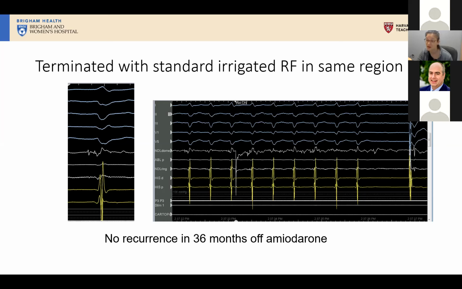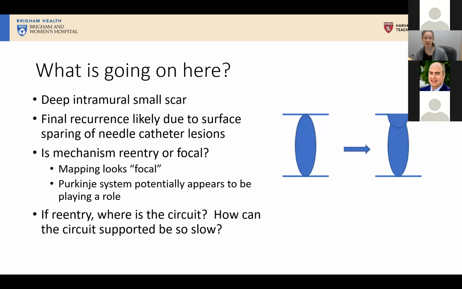But this last one was standard RF. So what's going on here? It's a deep intramural, likely small scar, we think. The final recurrence was almost certainly due to surface sparing. The needle lesion is almond shaped, spared the surface a little bit, and kept us from getting transmurality. The last lesion, delivered from the standard RF catheter, just completed that transmurality.